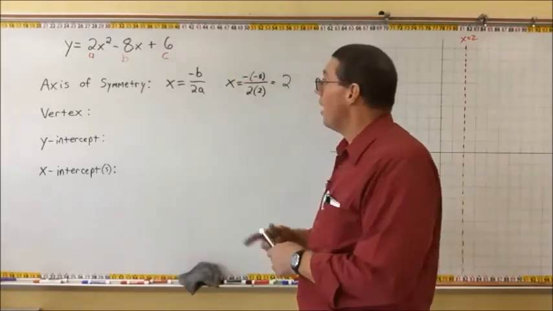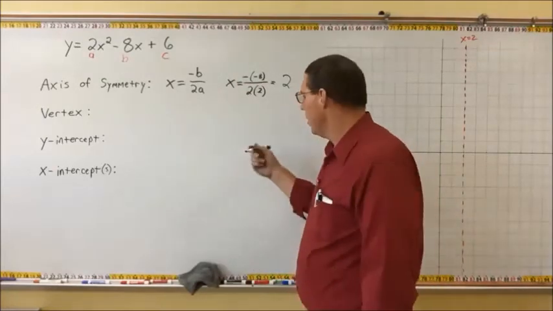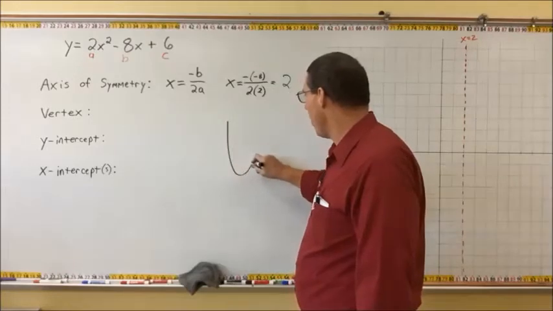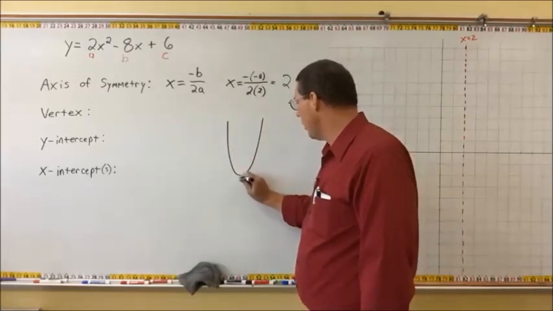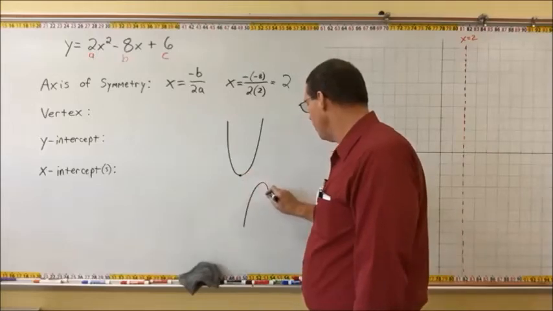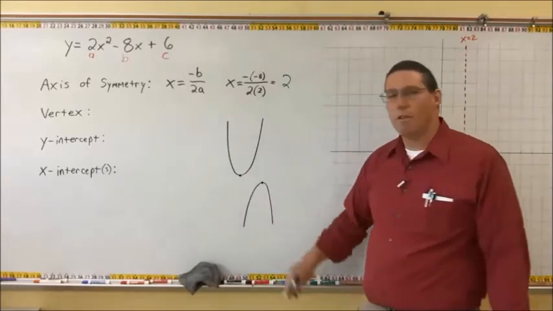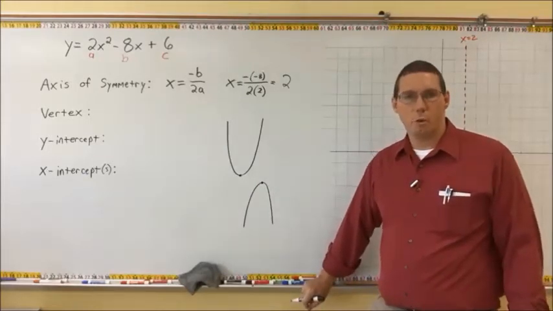Okay? So how do we identify the vertex? Well, the vertex of a parabola is actually the place where the parabola changes direction. See down here at the bottom of the U? It's right there. If it was an upside down U, it would be at the top right there. That's called the vertex of the quadratic.